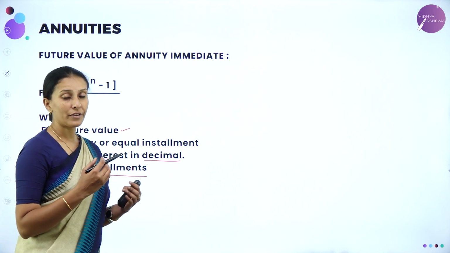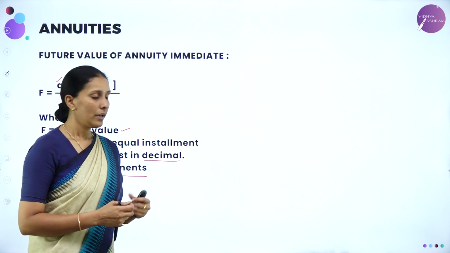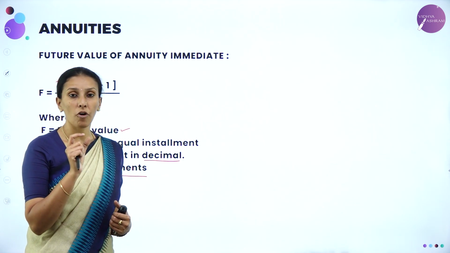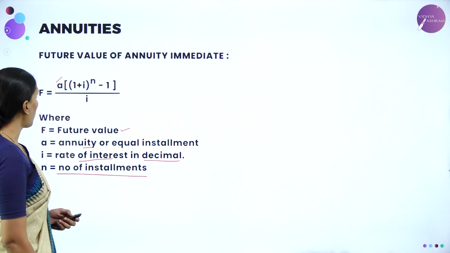So, when I say number of installments, it may be in months also, it may be in years also, like that. N is calculated as the number of installments, not as the number of years. Now let us take the problems.